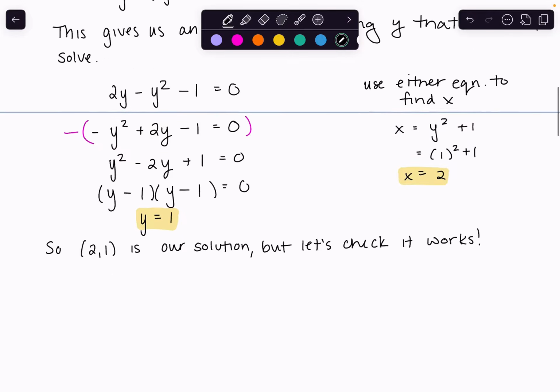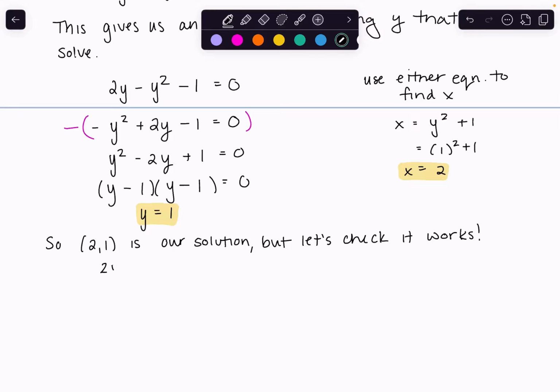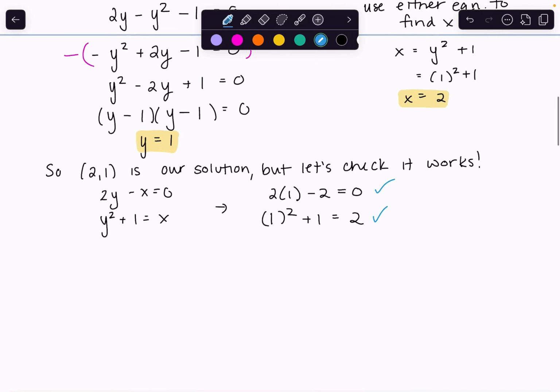Okay, so my system of equations was 2y minus x equals 0, and y squared plus 1 equals x. So replacing y by 1 and x by 2, this definitely tells me 2 minus 2 is 0, and 1 plus 1 indeed does equal 2. Okay, so this is our good solution.